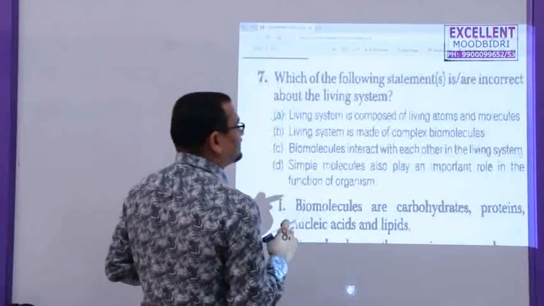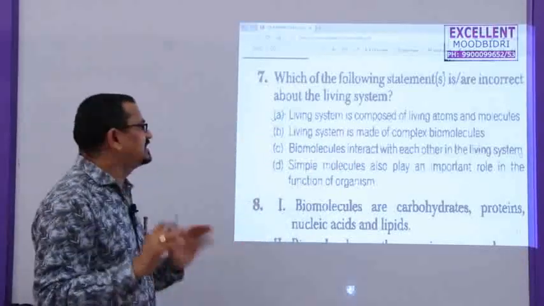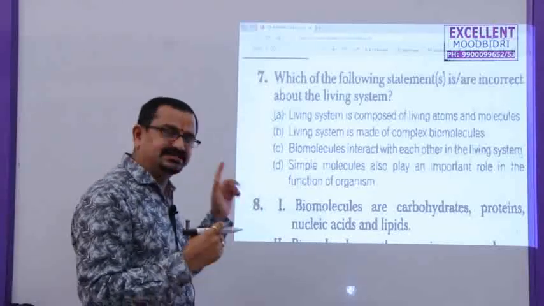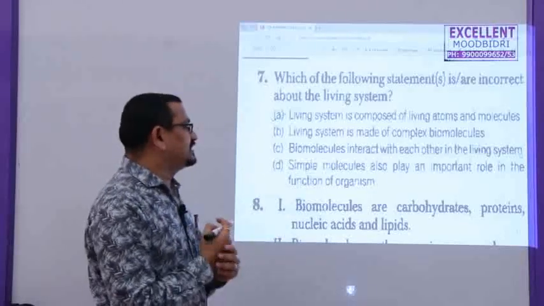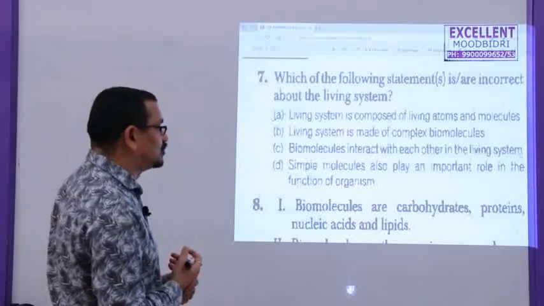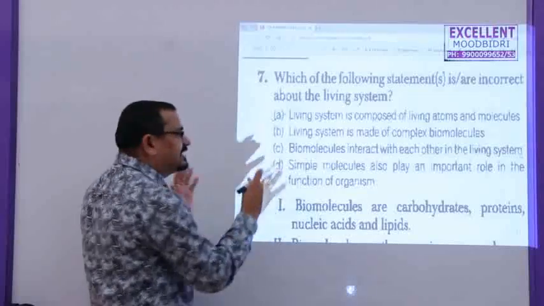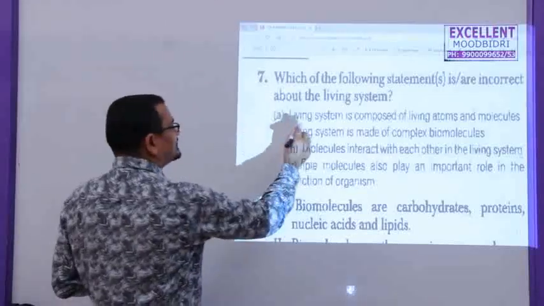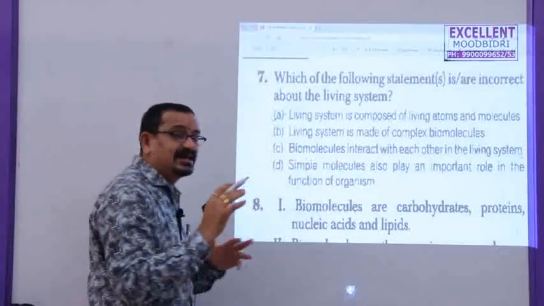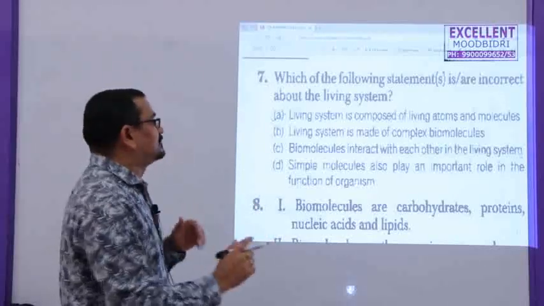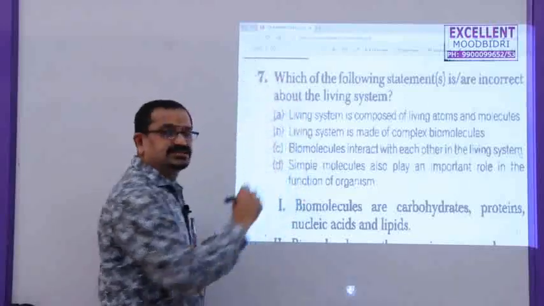Living system is made of complex biomolecules. Exactly correct. Biomolecules interact with each other in the living system, exactly, and simple molecules also play an important role in the function of organisms. So B, C and D are exactly suitable, whereas living system is not composed of living atoms and molecules. They are composed of non-living atoms and molecules. So the answer will be the first option.